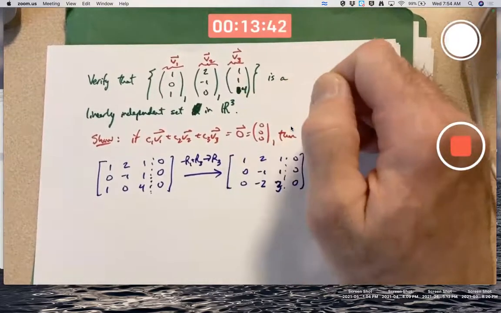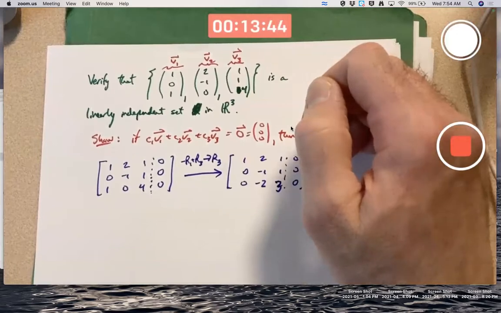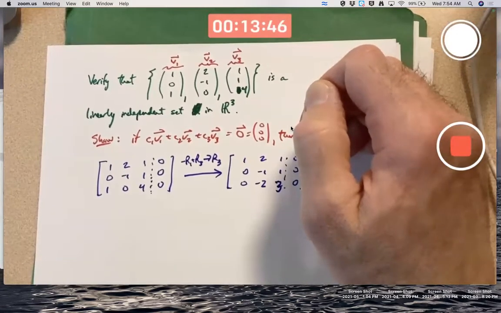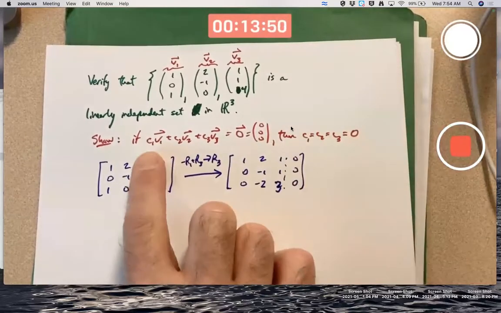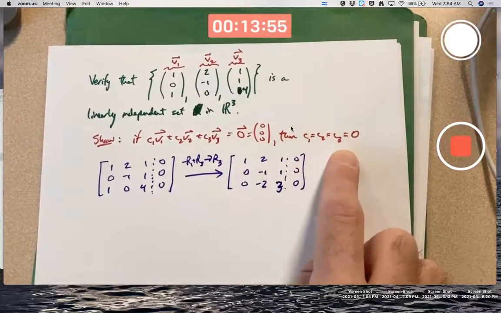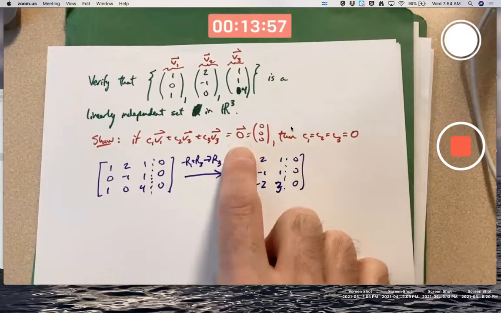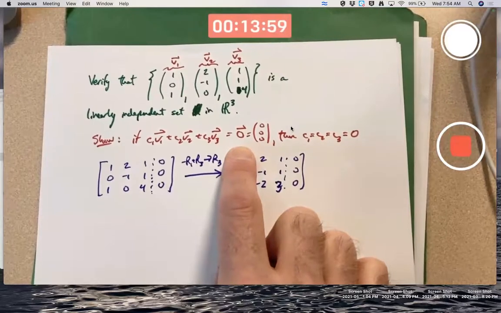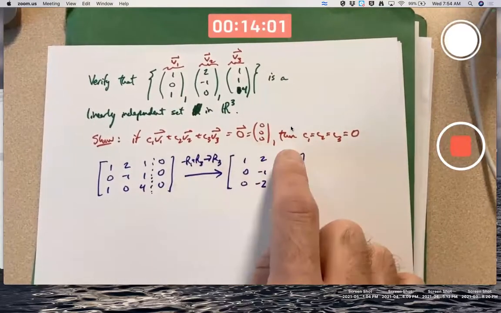So I changed it to a 4. This is now, it turns out, a linearly independent set. By the definition of linear independence, that means this equation should only have the trivial solution. This is a homogeneous equation where the right-hand side is the 0 vector. We're trying to show that all the coefficients are 0.